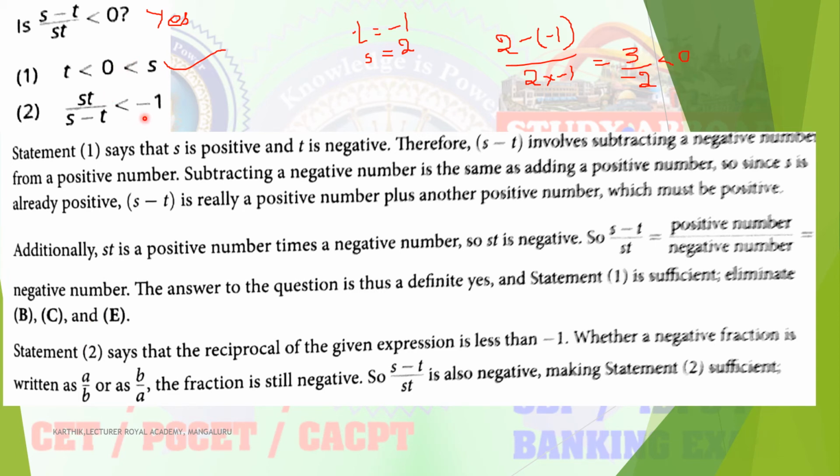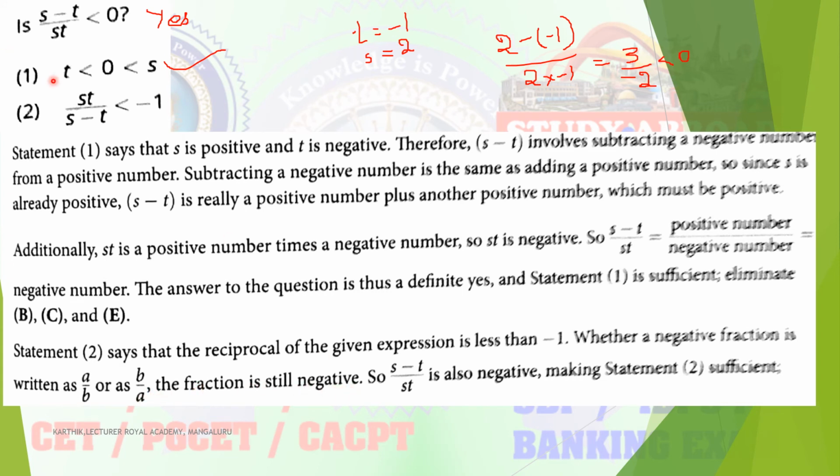So from the second statement, st divided by s minus t is less than minus 1. So if it is less than minus 1, take the reciprocal of the given expression. The reciprocal is also less than minus 1. Whether the negative fraction is written a by b or b by a, the fraction is still negative only.